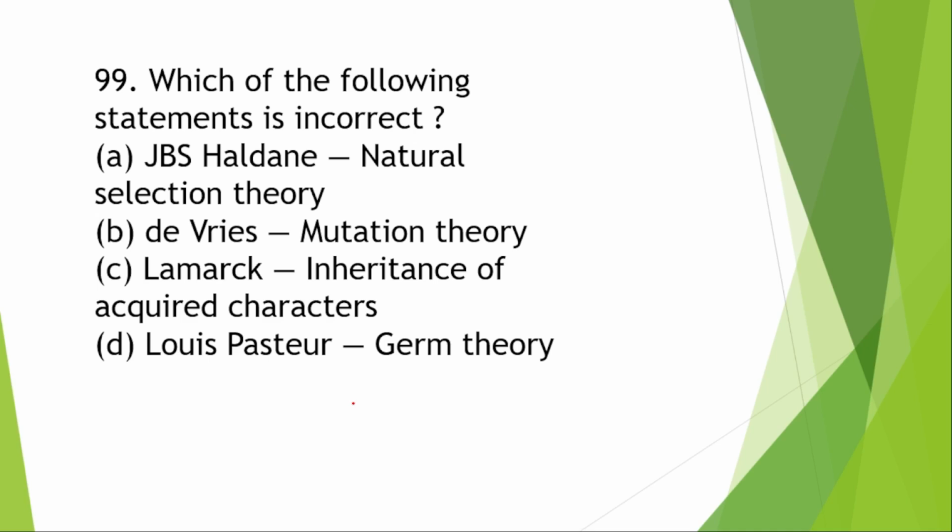Next, 99. Which of the following statements is incorrect? JBS Haldane natural selection theory, De Vries mutation theory, Lamarck inheritance of acquired characters, Louis Pasteur germ theory. So here, the one incorrectly matched is JBS Haldane natural selection theory. The natural selection theory was actually proposed by Charles Darwin, not by JBS Haldane, isn't it?